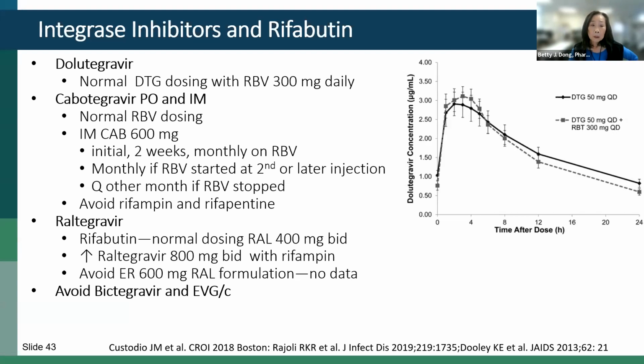If you were doing cabotegravir, you can give the typical rifabutin dosing, but you do need some changes in cab dosing due to the induction effects of rifabutin. With cabotegravir, you would do an initial dose, then do 2 weeks, and then before monthly. If the rifabutin was started after the second or later injection, you can do every other month if rifabutin is stopped. And generally, we would not do rifampin or rifapentine. And then you see the dosing with raltegravir.